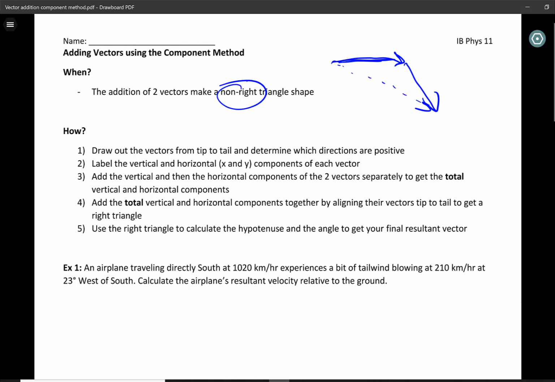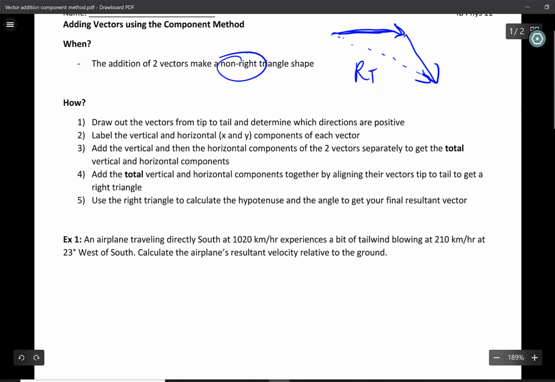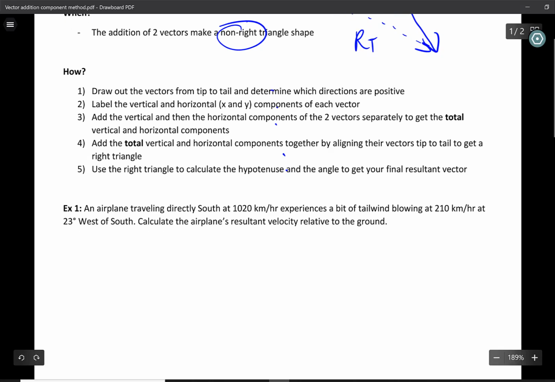So what happens then if you need to find this resultant vector right there, resultant R, and I use T for total. I'll use that again in the examples. So how do I do that? I'll spare you the reading here, but basically you need to draw the vectors, break down your components, add the components separately, then combine them together. So let's go through each of these steps one by one while dealing with an example.